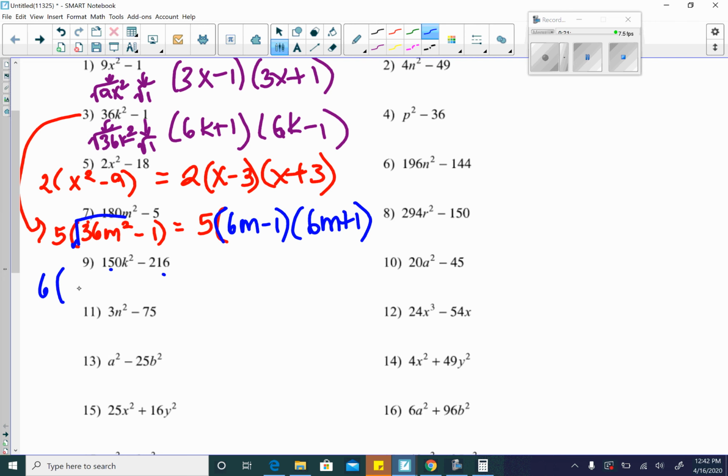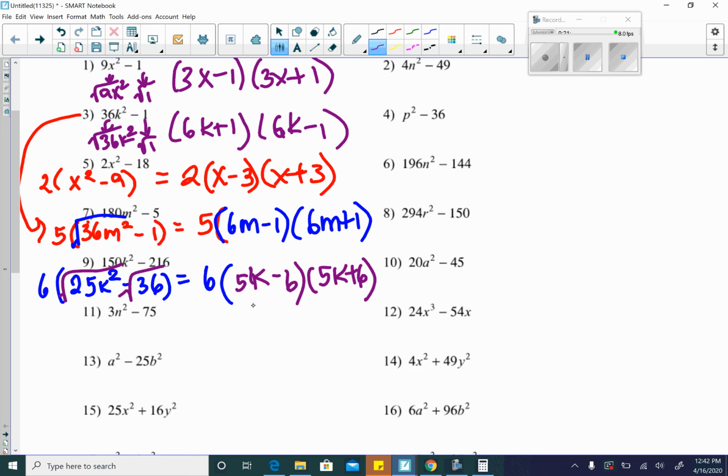When I do that, I have 25k squared minus 36. And these are both perfect squares. So I'm going to bring that 6 out in front. And the square root of 25k squared is 5k. The square root of 36 is 6. So I have 5k minus 6 times 5k plus 6.